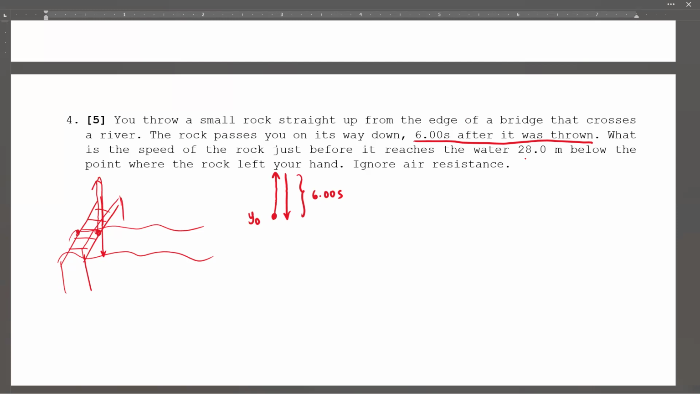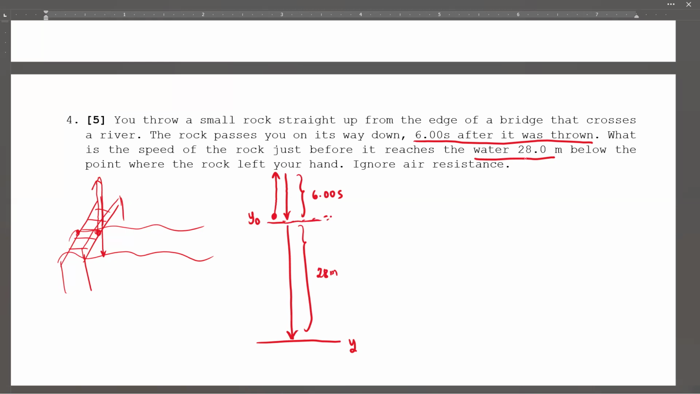What is the speed of the rock just before it reaches the water 28 meters below? So, now from this point, bumagsak siya 28 meters below. This is the Y. And this one is 28 meters. Okay? Below the point where the rock left your hand. So, ito yung starting position ng rock.